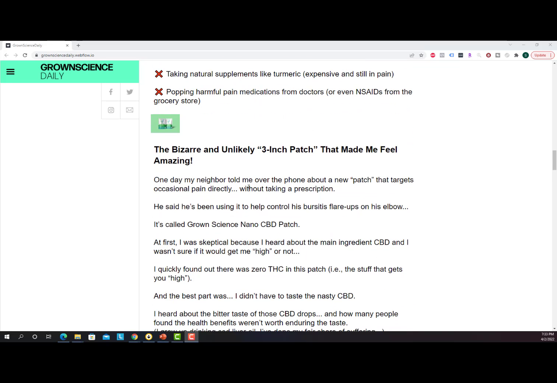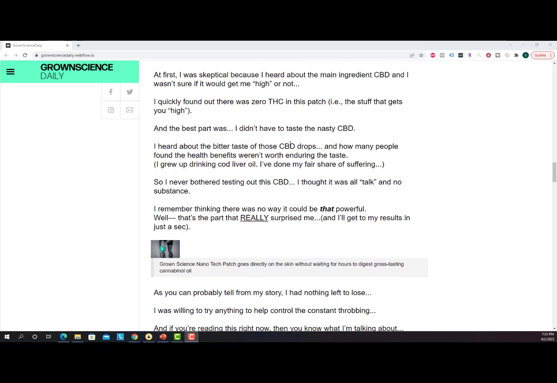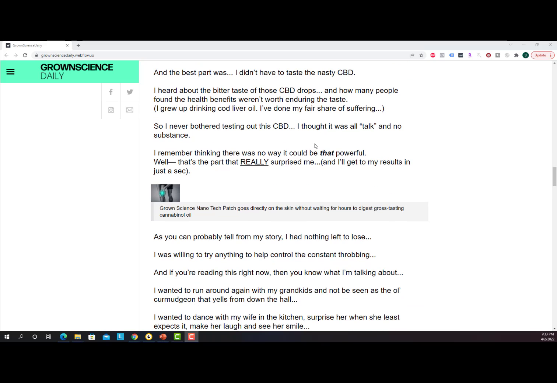And then, going along with that pain, agitate, solution structure, the neighbor comes out. The neighbor tells him about this patch. So now you're introducing the product. You've triggered all these emotions, and now you're channeling those emotions onto this 3-inch patch, the offer that is going to be the solution. So he was skeptical. He quickly found out there was 0 THC in it. That may have been an objection in this niche. So really, really important to address that up front.